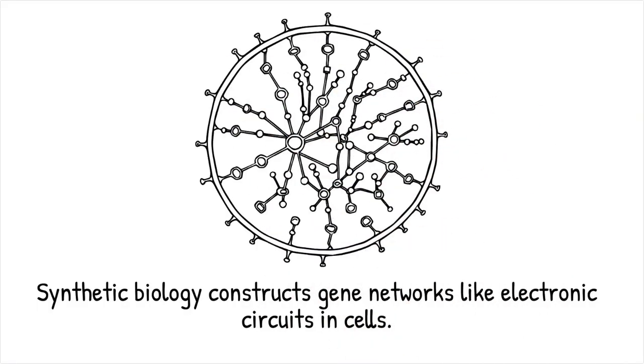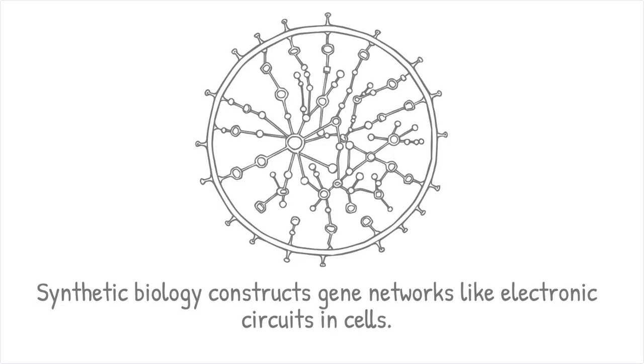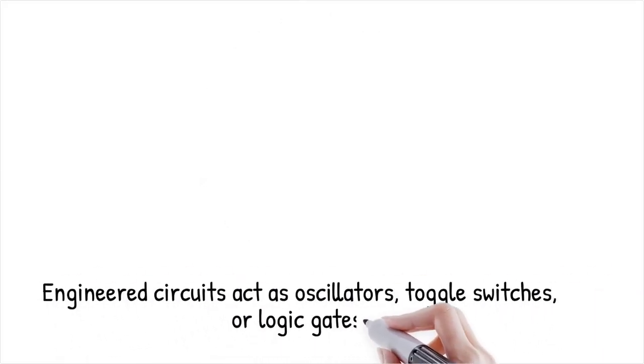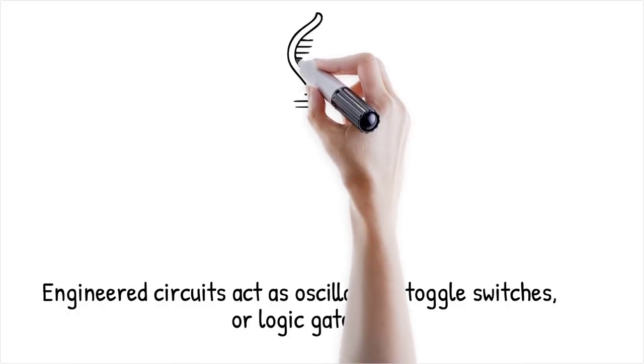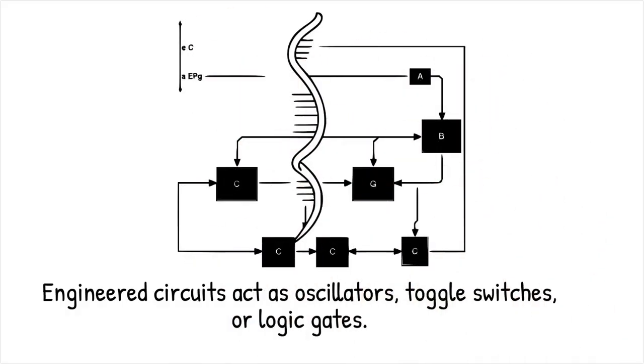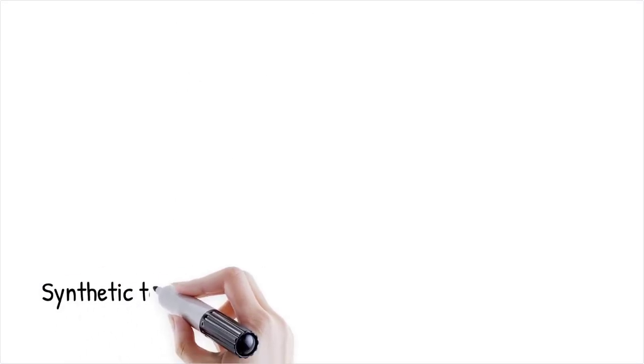By combining promoters, ribosome binding sites, and regulatory proteins, researchers tune circuit behavior to perform desired computations. These engineered circuits can act as oscillators, toggle switches, or multi-input logic gates. This approach proves that the principles of computation are universal across electronic hardware and biological wetware.